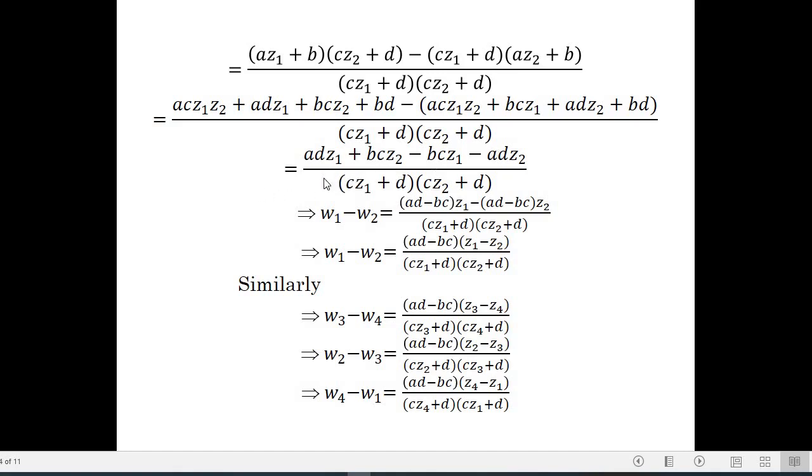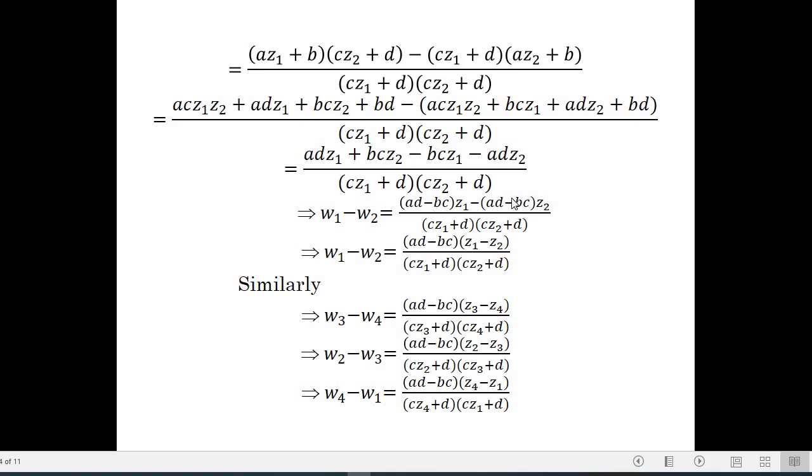Now in the numerator, if you observe these two terms, ADZ1 minus BCZ1, what is the common factor? Z1 is common. If I take Z1 common, we get AD minus BC. Similarly, plus BCZ2 minus ADZ2. In these two terms, minus Z2 is common. Taking minus Z2 common, what happens? Minus AD becomes plus AD, plus BC becomes minus BC. So taking minus Z2 common, we get AD minus BC.